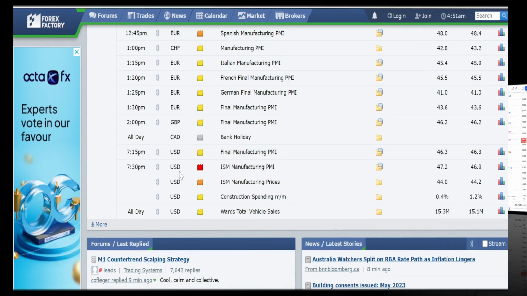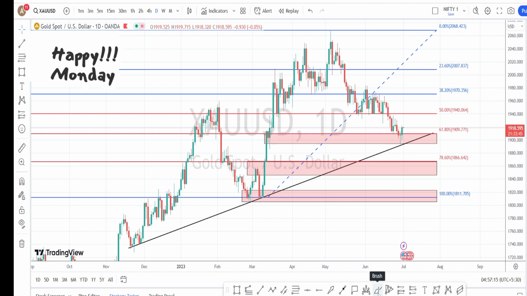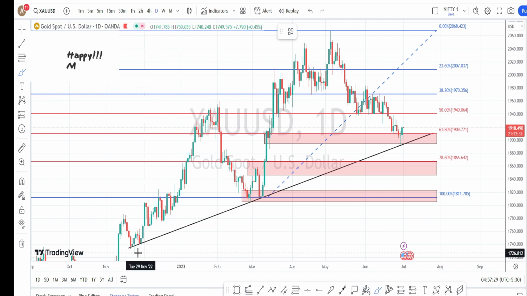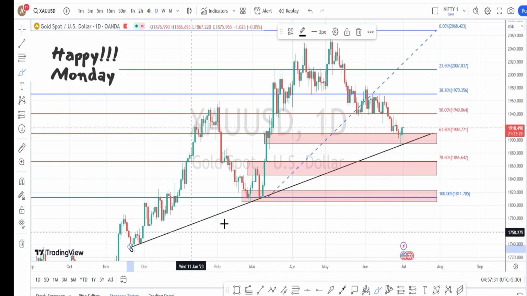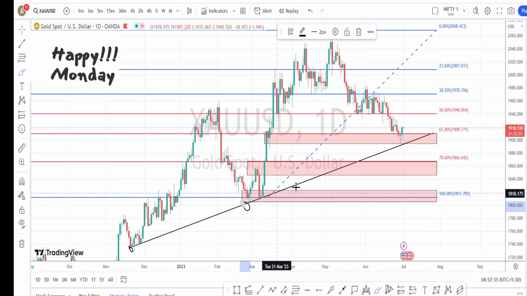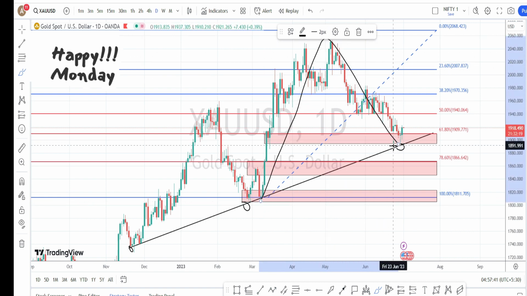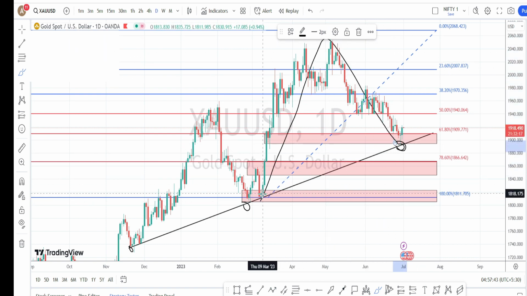Let us begin with our gold analysis. I'm in daily time frame of gold US dollar currency pairs, and I have also marked the support and resistance levels for the current price action in daily time frame. Overall, when we look at the current trend, the price action is still trading above this support line or the trend line from the daily time frame, so it is still in a bullish trend. Currently it has made a retracement to this support line.